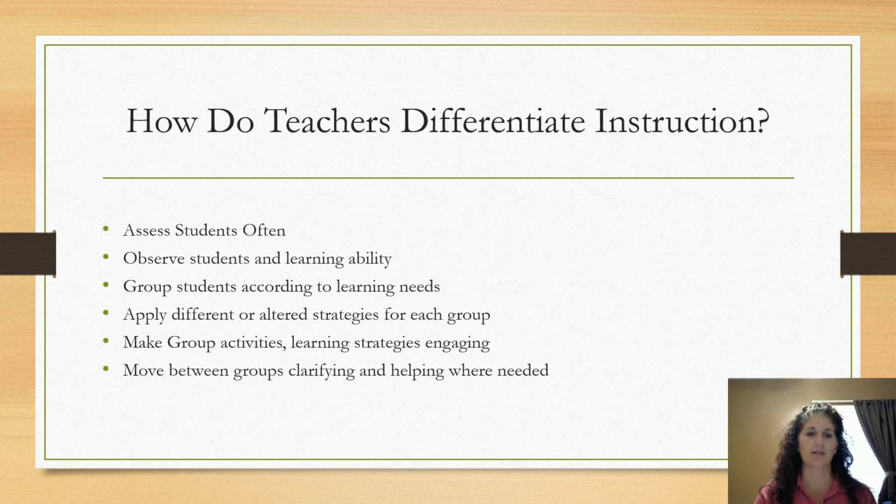Some of the ways to do this is that teachers can just observe the students as they're in their normal everyday discussion and talking with other students in the class, and watch them to pick up on their learning abilities and their learning needs and the different things that they have. The students would work in groups or possibly individually, if that's how they work and learn the best, to meet their particular learning needs. The teacher would apply different or altered strategies for each group.